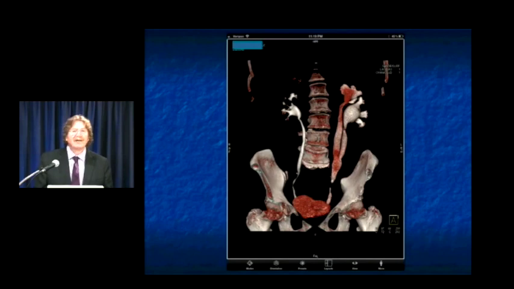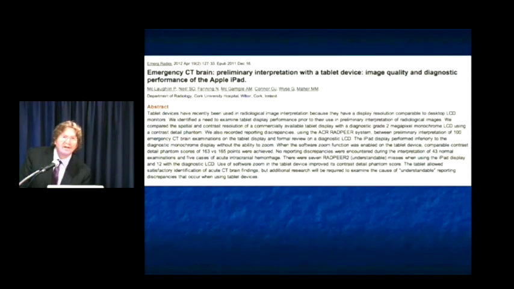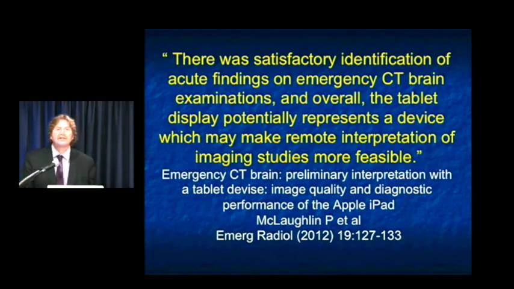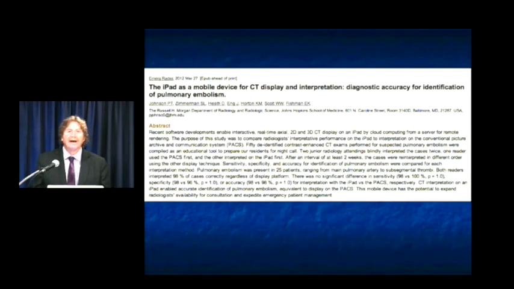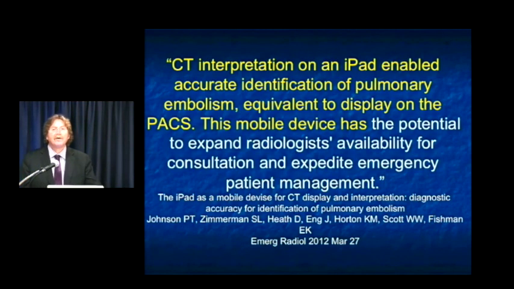When you look at the results that have been published, here was some of their results. Emergency CT brain imaging, same quality as a classic workstation. The tablet displays potentially a device which will make remote interpretation more feasible. Another article looking at the brain: tablet technology will assume a major role in provision of expert radiologic opinion to remote sites in the acute setting. It's everywhere, anywhere. Here's an article from Hopkins talking about looking at PEs, that whether on a workstation or on a mobile device like the iPad, the accuracy is the same.